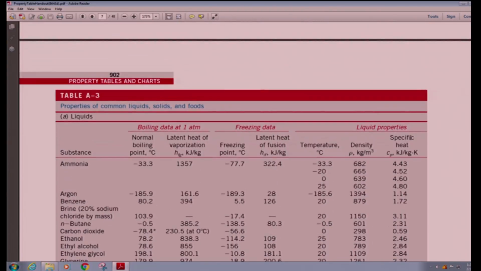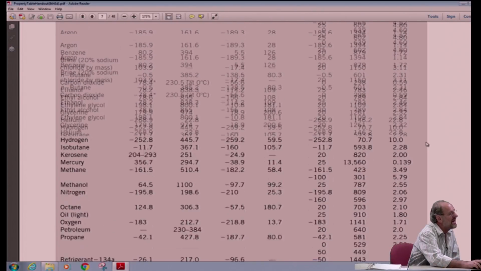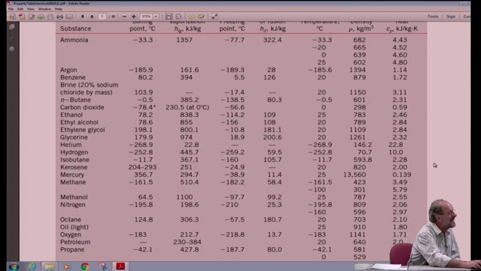And somewhere in one of the notes, I guess at the bottom of the page, it says that if only one data point is given, then it's at room temperature. But nonetheless, this is where you're going to go for liquid data. So A3 part A is data for liquids.